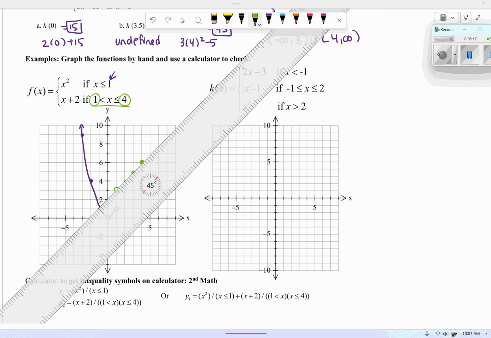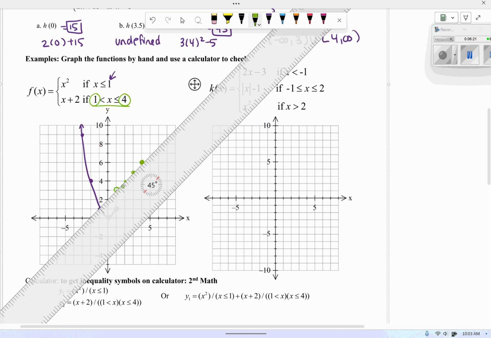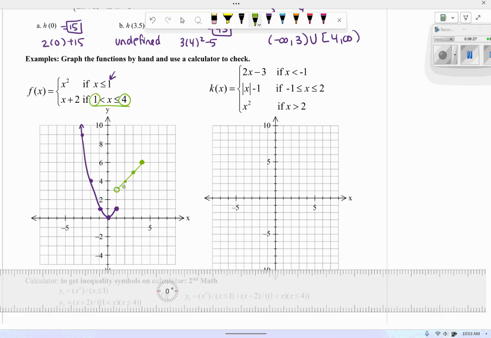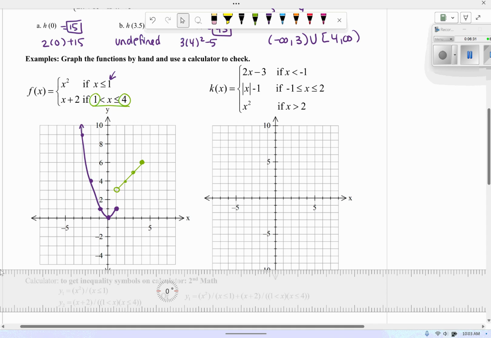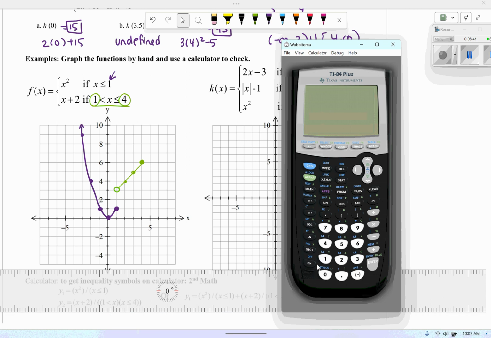I got my ruler here. Every time you have a straight line, you should always use a ruler to connect the values. And so that gives me my piecewise function graph. And like I said, we can also use our calculator to check this. However, we're not going to have our calculator for a quiz, so you need to know how to do it without your calculator. But let's go ahead and plug this in.